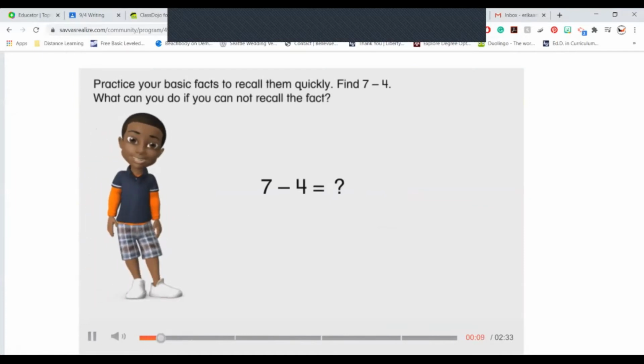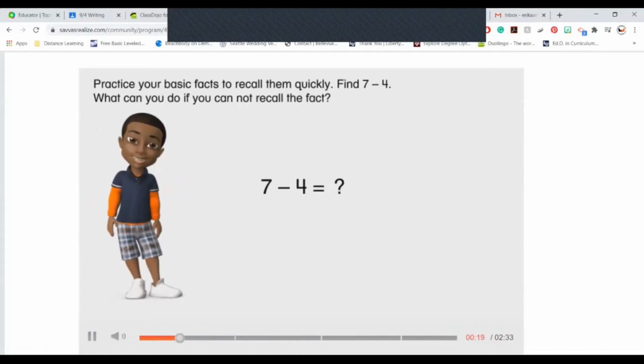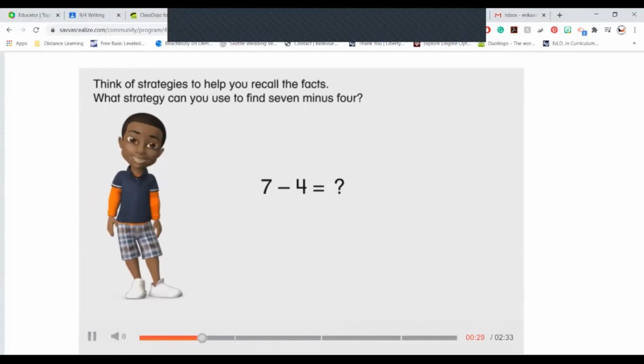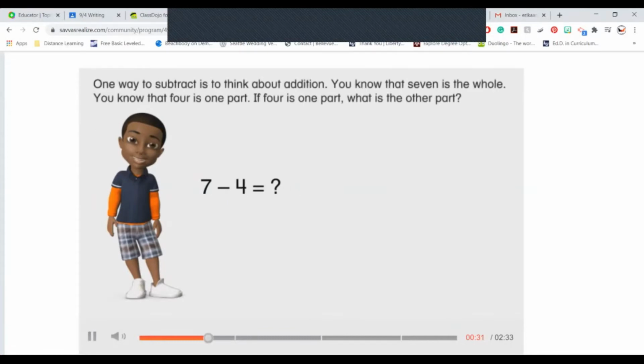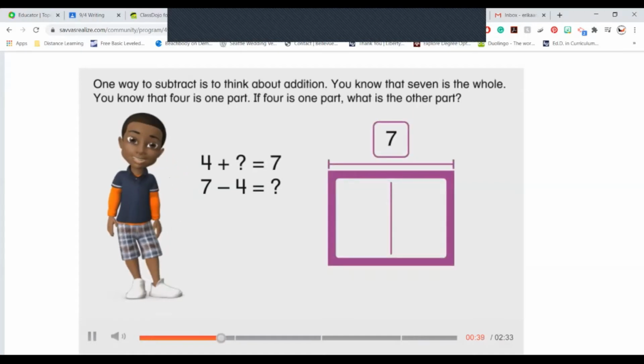Practice your basic facts to recall them quickly. Find 7 minus 4. What can you do if you cannot recall the fact? Think of strategies to help you recall the facts. What strategy can you use to find 7 minus 4? One way to subtract is to think about addition. You know that 7 is the whole. You know that 4 is one part. If 4 is one part, what is the other part?